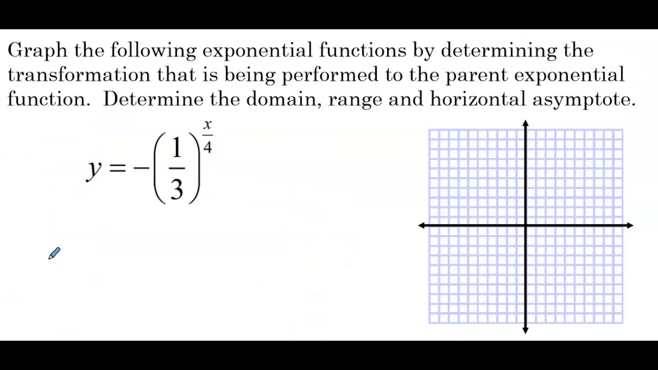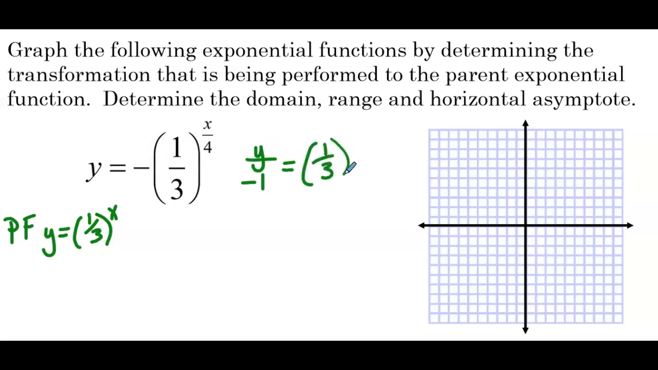So we've seen an example with a scaling, and we've seen an example with a translation. Next, we have y equals -1 times 1/3 to the x divided by 4. Okay, so first identifying that parent function. The base here is 1/3, so our parent function is y equals 1/3 to the x. Now we want to rewrite our function to identify that scale factor. So we can divide both sides by -1. So y divided by -1 equals 1/3 to the x divided by 4.